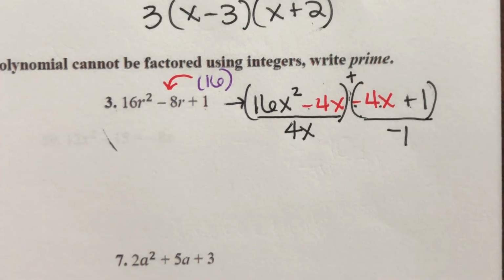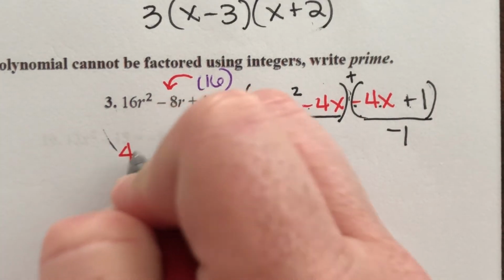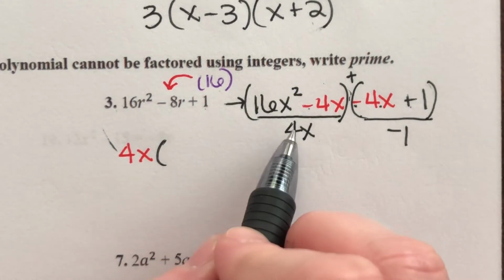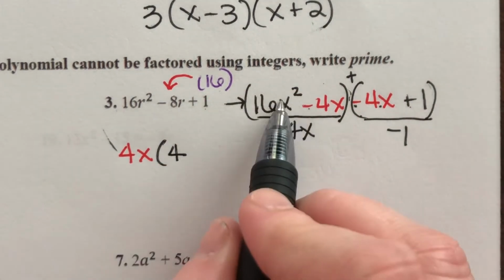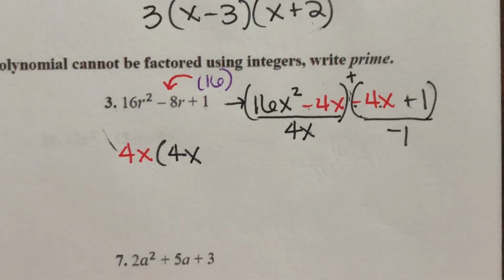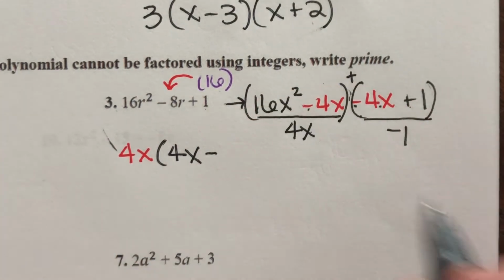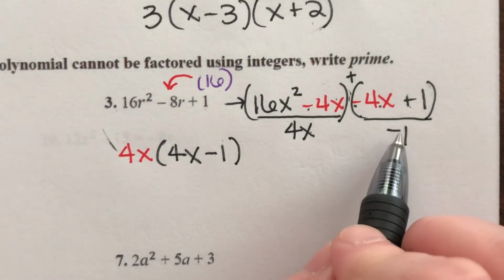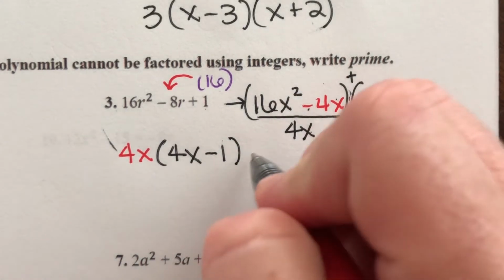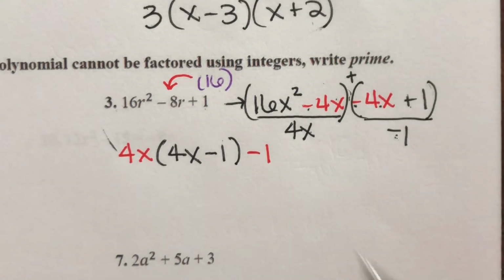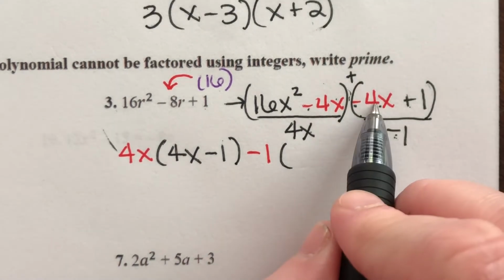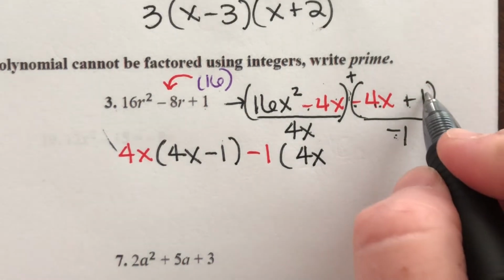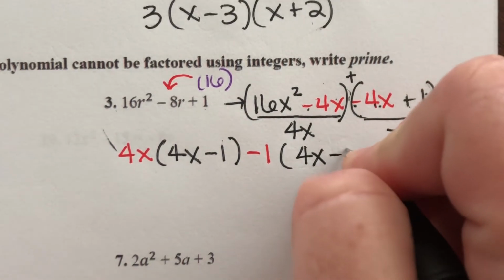So I'm going to put that number I divided by out front, 4x, and then everything left over after I divide in parentheses. 16 divided by 4 is 4. X squared divided by x is x. Bring down my minus sign. 4x divided by 4x is just 1. Okay, then I have this negative 1, so I'm going to put that in front. Negative 1, and everything left over after I divide. Negative 4x divided by negative 1 is 4x. 1 divided by negative 1 is negative 1.